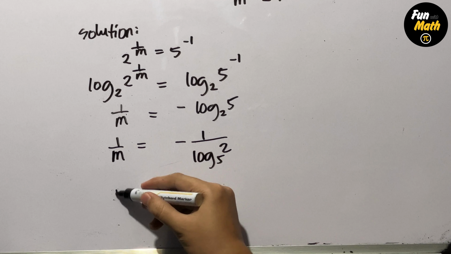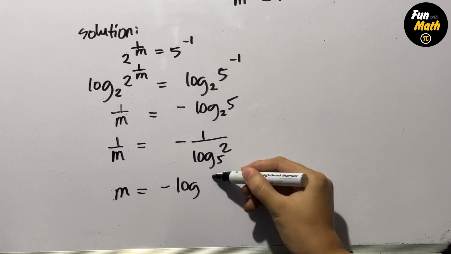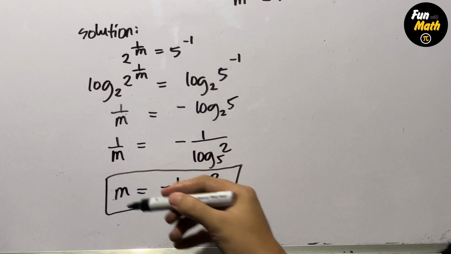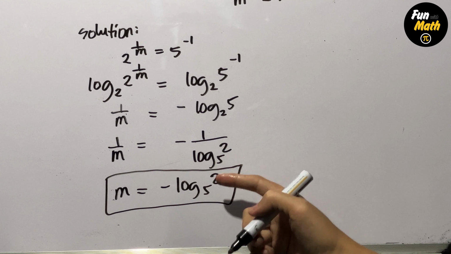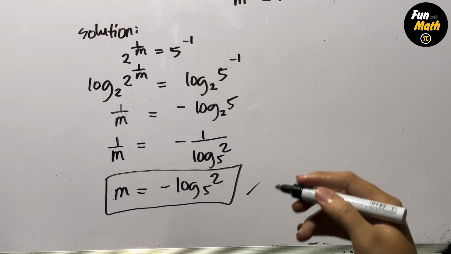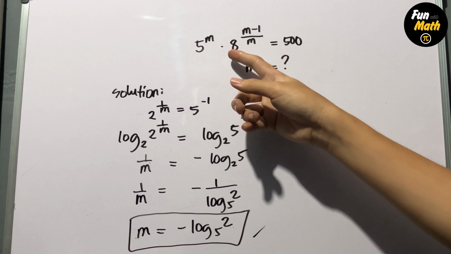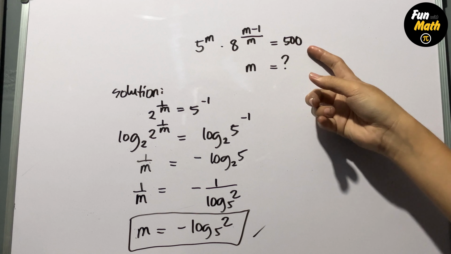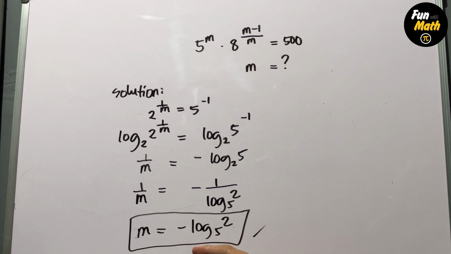And this is now m is equal to negative log base 5 of 2. And this is our final answer. Again, m is equal to negative log base 5 of 2. Therefore, 5 to the power of m times 8 to the power of (m minus 1) over m equals 500. The value of m is equal to negative log base 5 of 2.